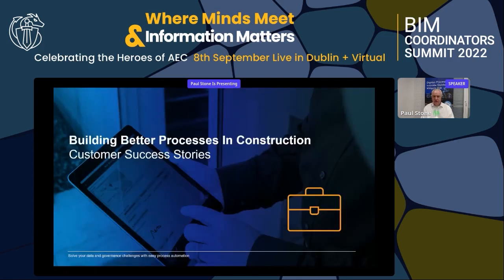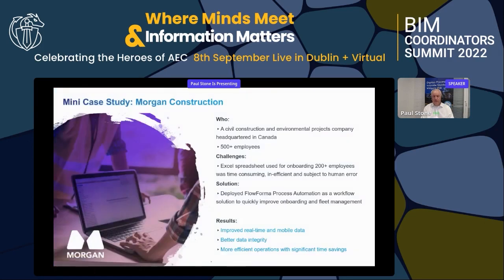I'd just like to talk to you briefly about some of our customers and the success stories they've had, and how they've used digital process automation to make their construction operations better. The first one up is Morgan Construction. They're a civil construction company that works on environmental projects, headquartered in Canada, with over 500 employees.